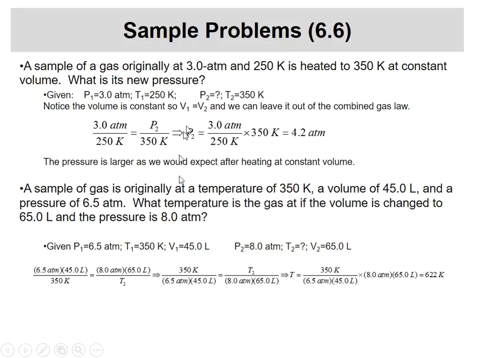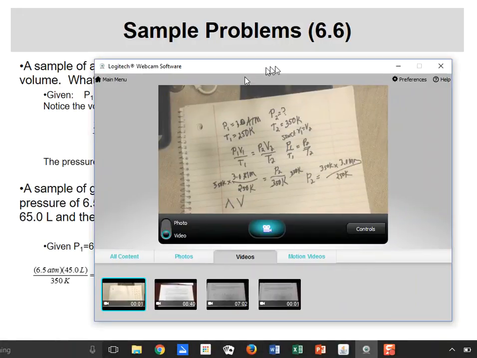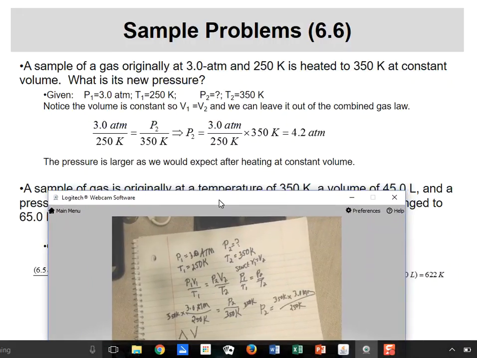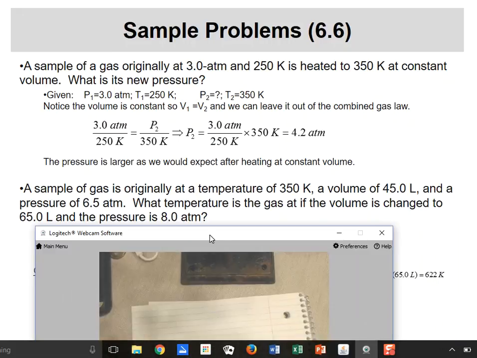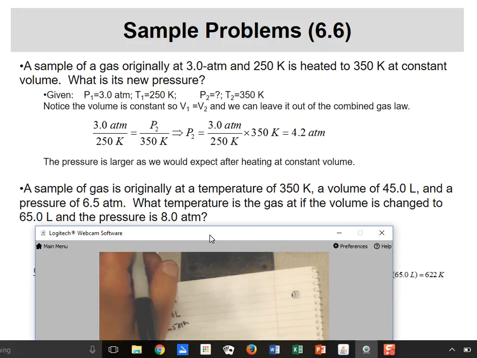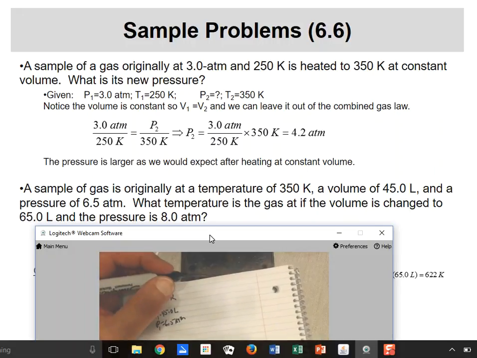Now come down in here, and this has more words. It's 3 lines compared to the 2 lines in the other one. But let's take a look at it. In this one, what I've got is a sample of gas originally at a temperature of 350 Kelvin, a volume of 45 liters, and a pressure of 6.5 atmospheres. It's giving me all 3 variables to start with. Don't panic. So my temperature is initially 350 Kelvin, my volume is 45.0 liters, and my pressure is 6.5 atmospheres. These are all ones: T1, V1, and P1. And it says, what temperature is the gas at if the volume has changed to 650 liters?